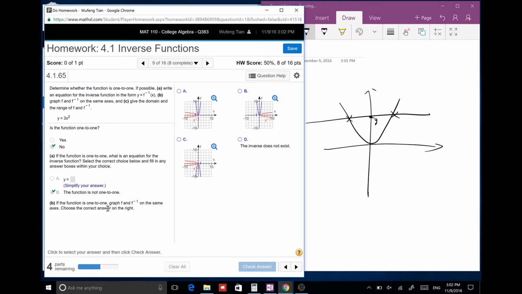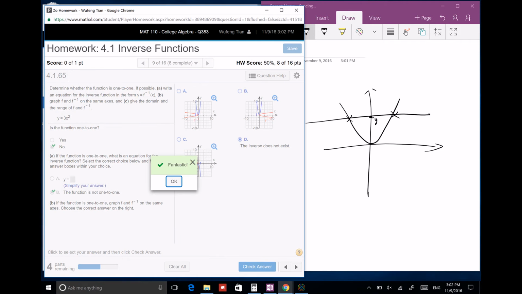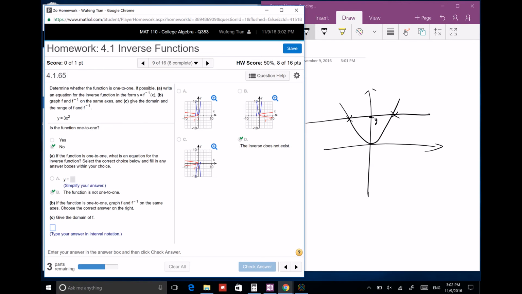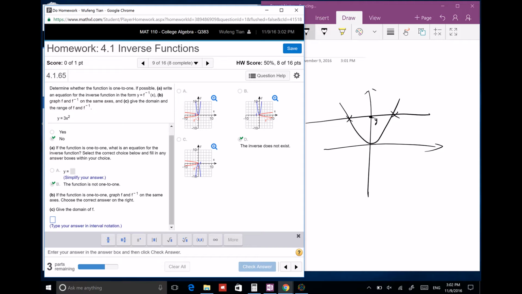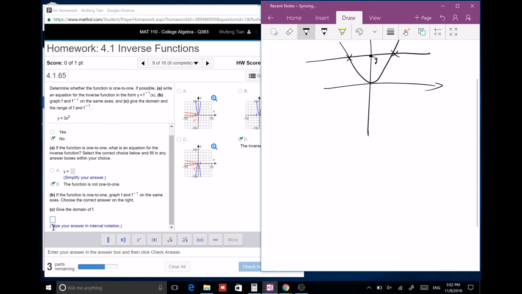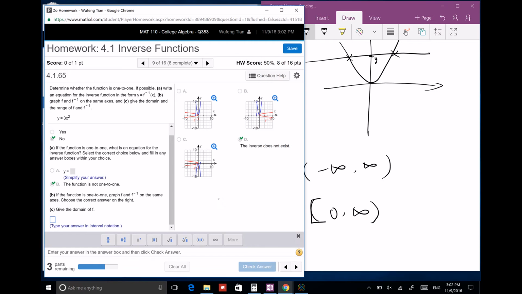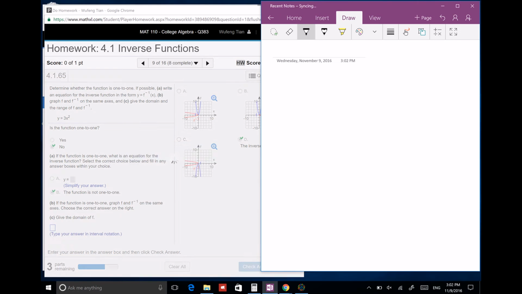Okay, so if the function is 1-to-1, graph f and f inverse. Choose the graph. The inverse does not exist, because it's not 1-to-1. The domain is negative infinity to positive infinity. The range is from 0 to infinity. Okay, so you have 0 like that. Okay, so next one.